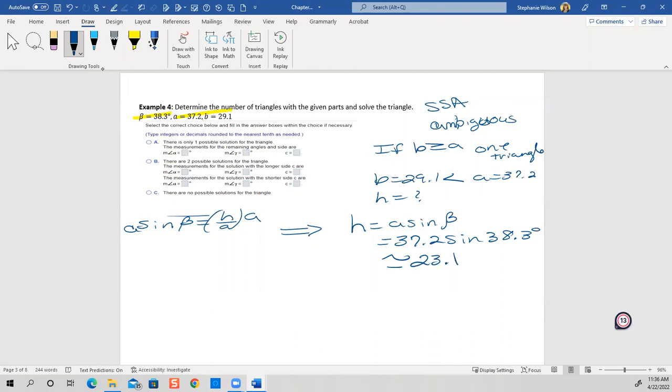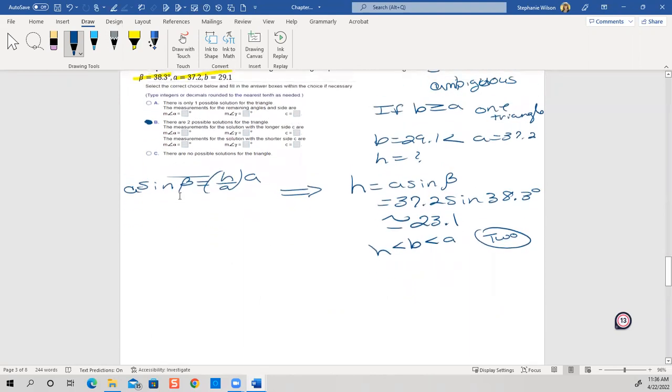So this tells me that B falls between A and h. It doesn't equal them, it just falls between them. So this tells me there are two triangles. So I know B is my option here. All right, so what I need to do now is solve for those triangles. So let's solve for the two triangles.